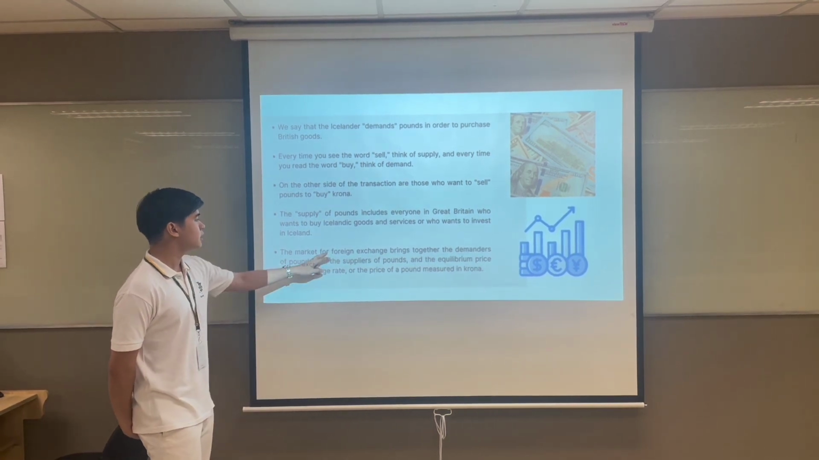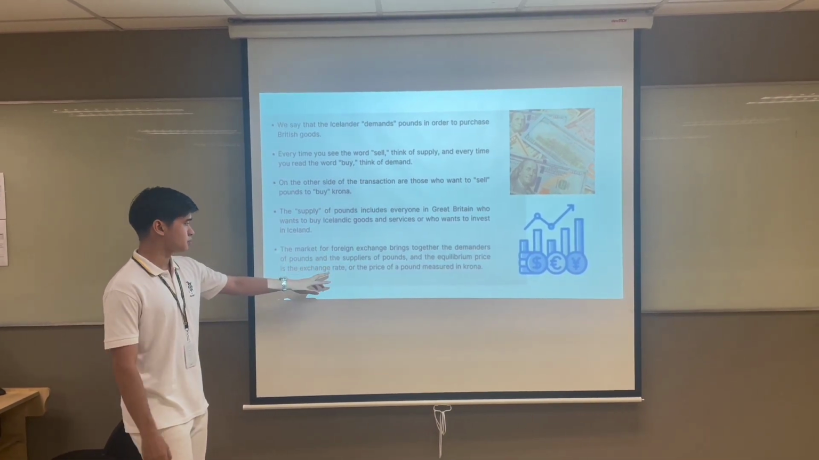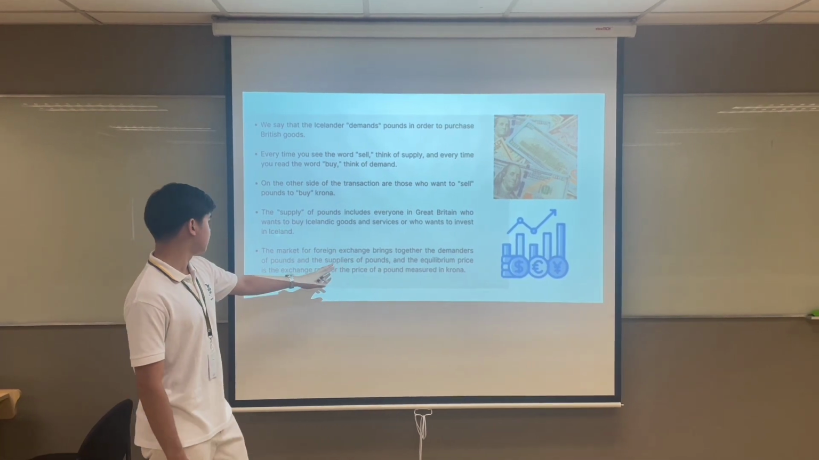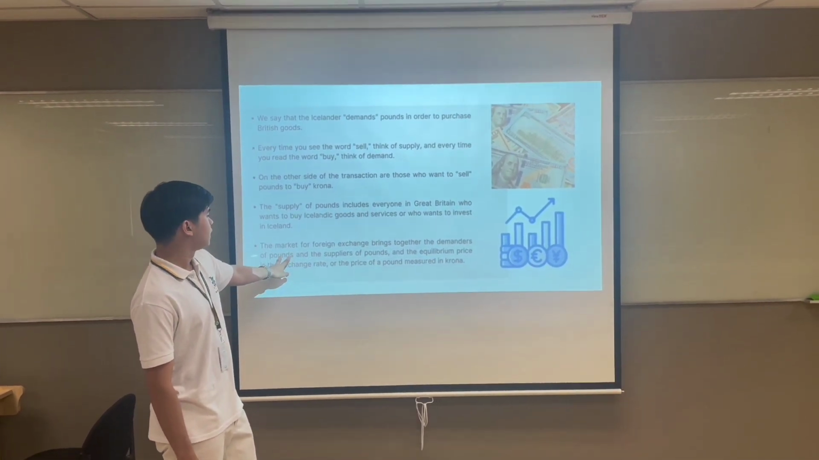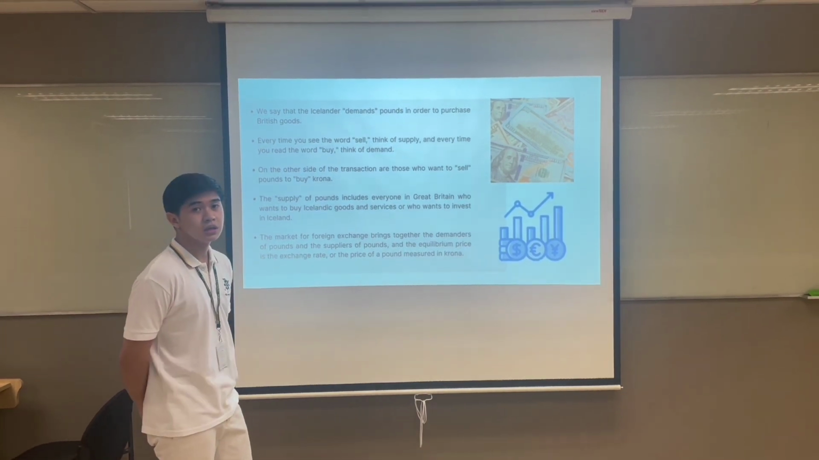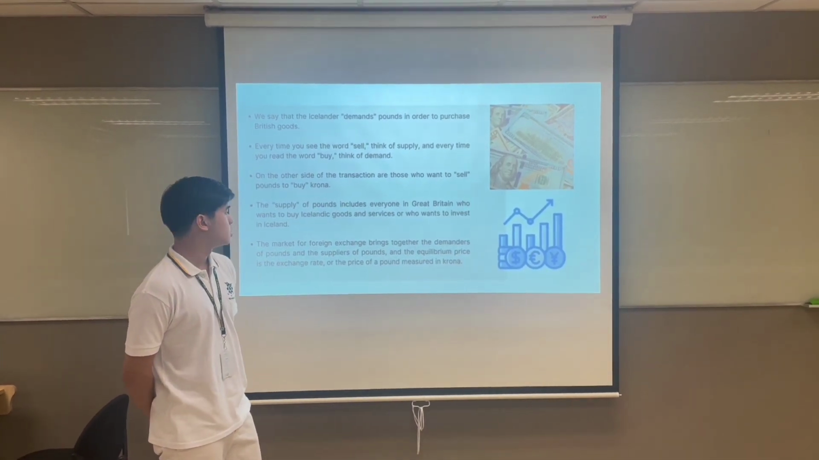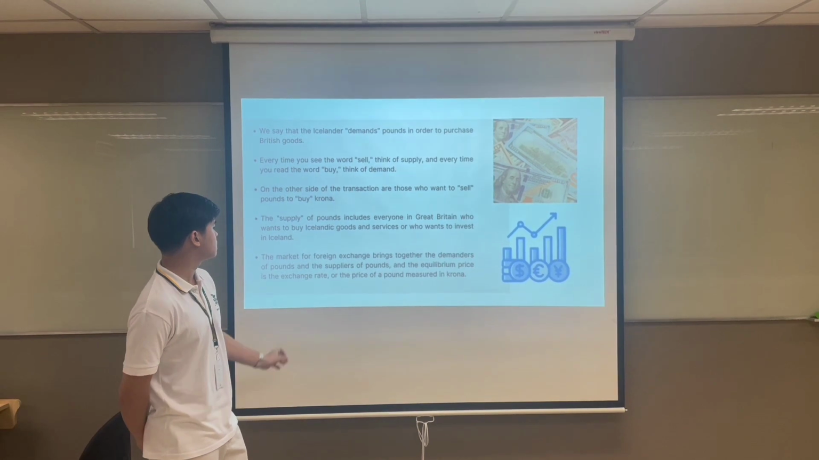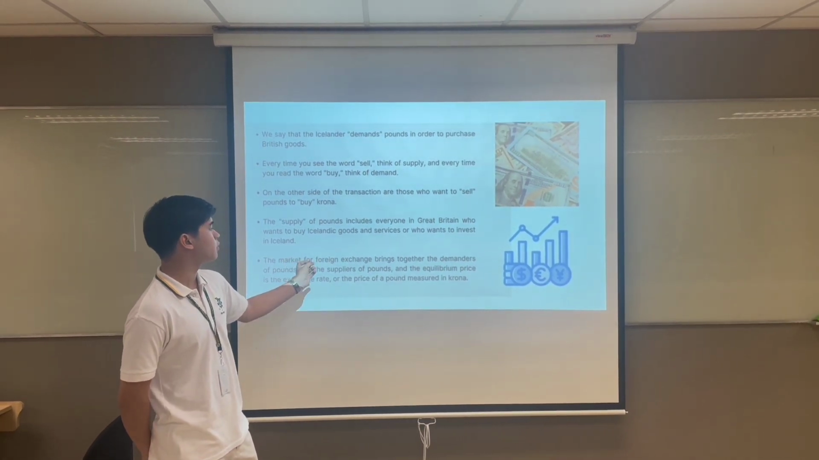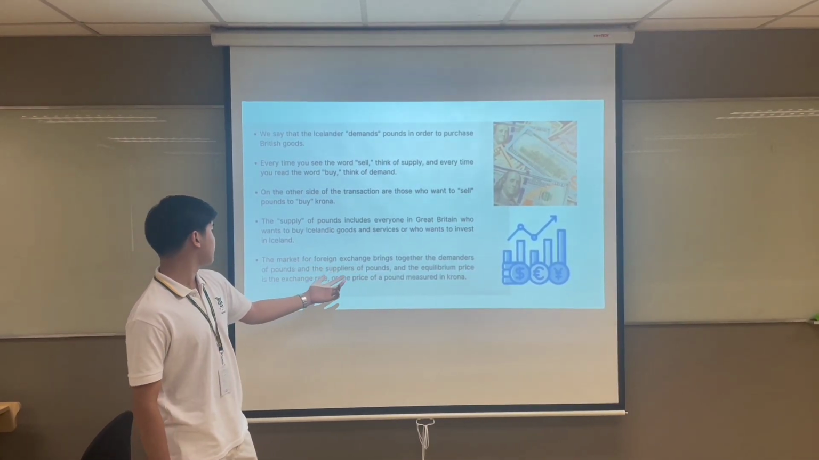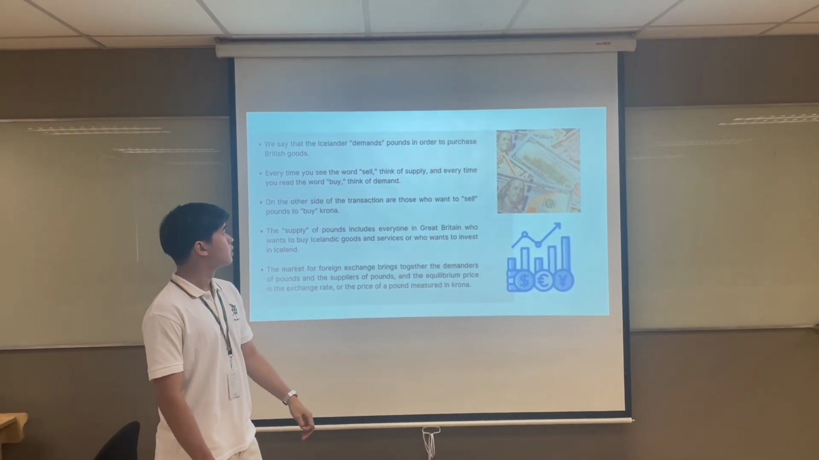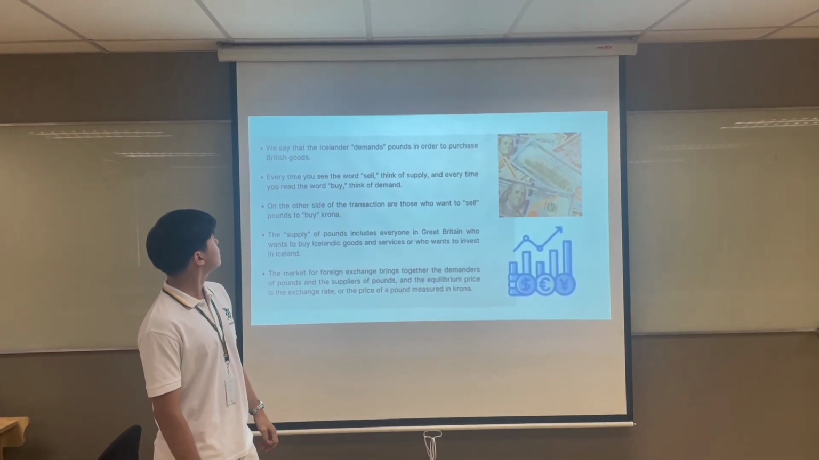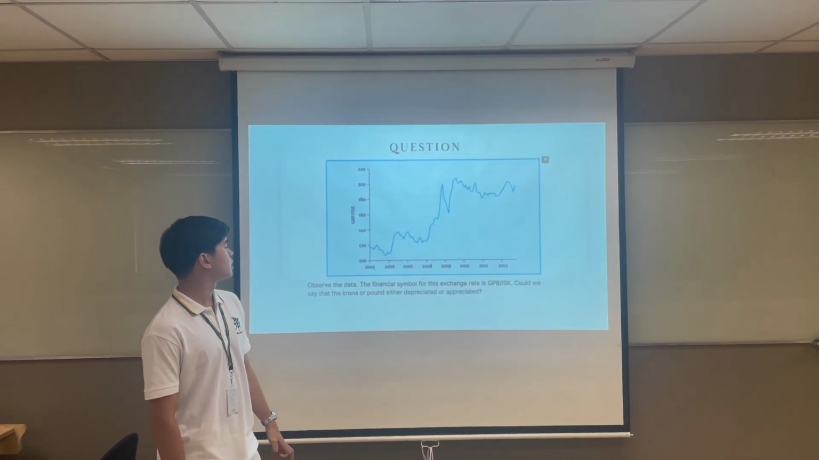So here, you will see that the demanders of pounds are the Icelandic people, and the suppliers of pounds are the British people. This foreign exchange brings them together, and the equilibrium price is the exchange rate, or the price of a pound measured in krona. On the next slide, you will see this question.